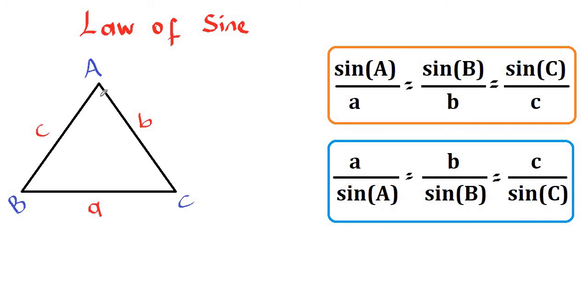Then sine A over side a will be equal to sine B over side b, and that's going to be equal to the ratio of sine C over side c. You can also use the flip version of this formula, because if you flip the fractions, you don't change the ratio. So we say that this ratio is equal to this ratio, and that ratio is equal to this ratio. So you can pick any two and find the missing angle or side. Let's see it in the examples.